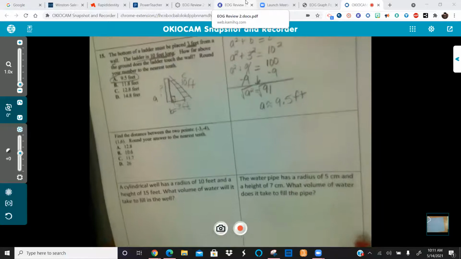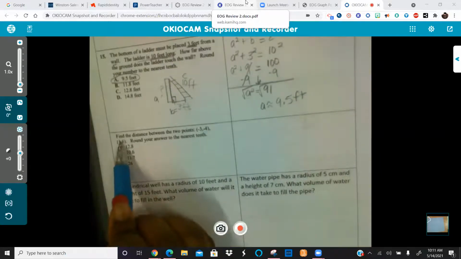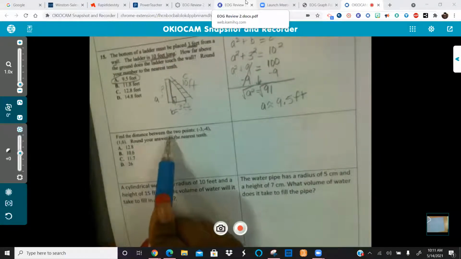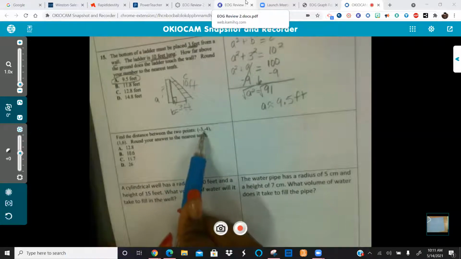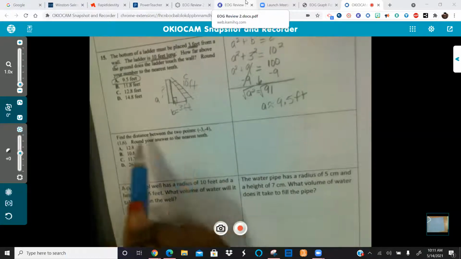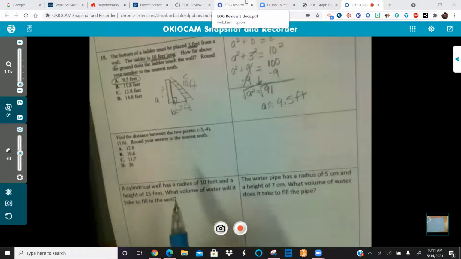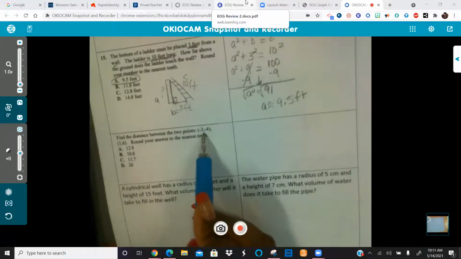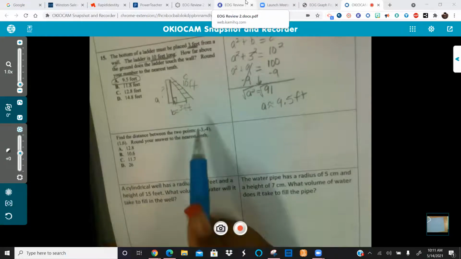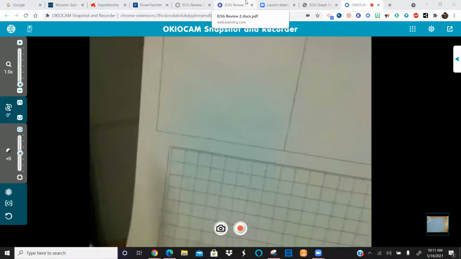Let's look at one like this one right here. It says find the distance between the 2 points. So you have to graph these 2 points, connect them, and see if you can find the distance, how long it is. So we're going to use graph paper to graph both points. We have -3 and -4 and 1 and 6.